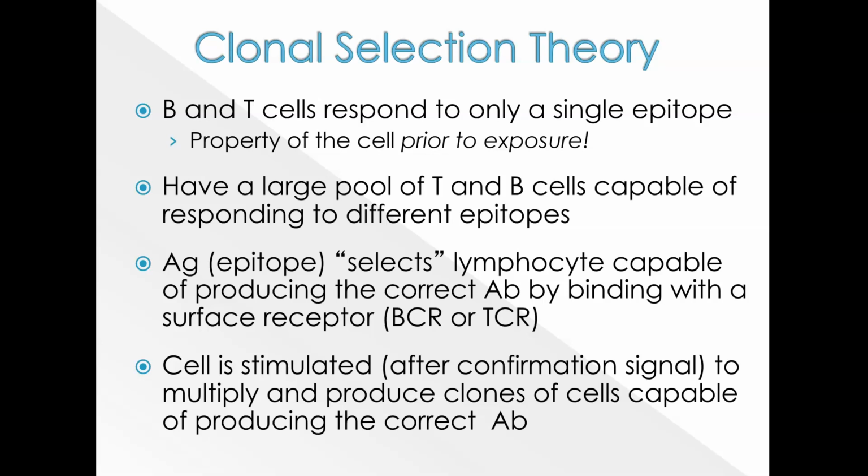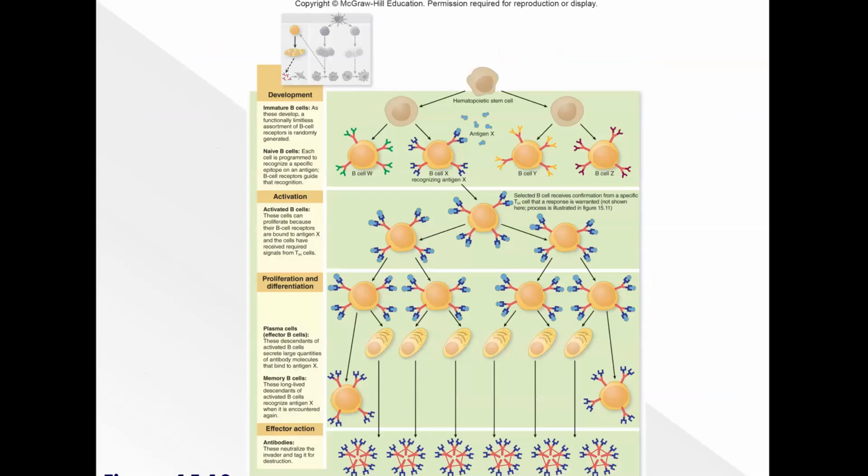What happens is the cell is actually stimulated by the antigen, or the epitope on the antigen itself. This will make a little more sense in the next slide. Remember that our B cells mature from our hematopoietic stem cells. At this point, we have all of these different immature B cells: B cell W, X, Y, and Z. Again, take this times a billion.